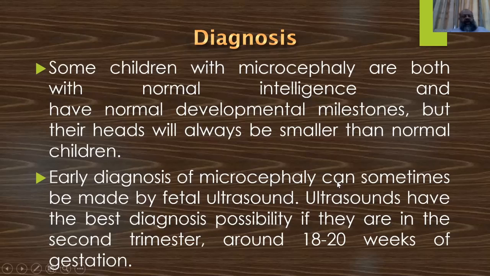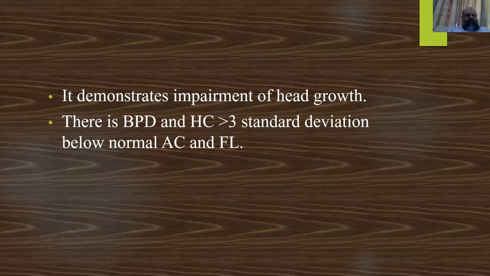Early diagnosis of microcephaly can sometimes be made by fetal ultrasound. Ultrasound has the best diagnostic possibility in the second trimester, around 18 to 20 weeks of gestation. It demonstrates impairment of head growth. There are BPD and head circumference more than 3 standard deviations below normal, with normal abdominal circumference and femur length. So 1 standard deviation will be 0.5 in size and 1 week according to the weeks. So if the gestational age measured by BPD and head circumference is 3 weeks less than the gestational age assessed by abdominal circumference and femur length, we label it as small head, which is microcephaly.